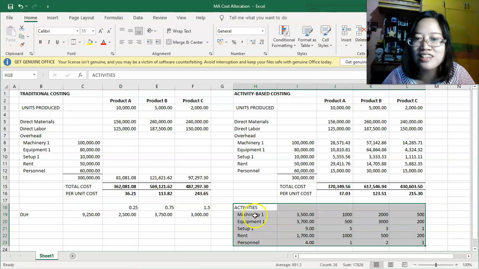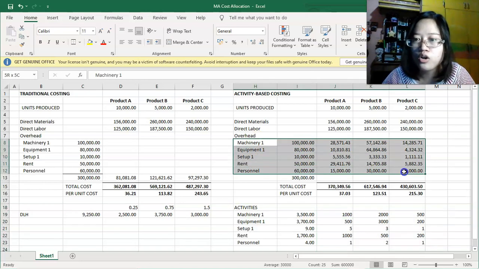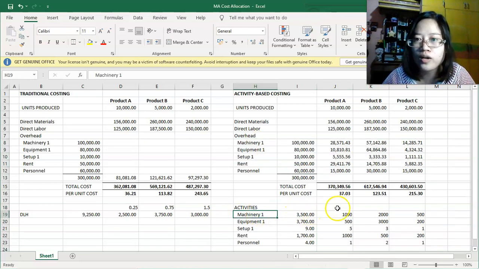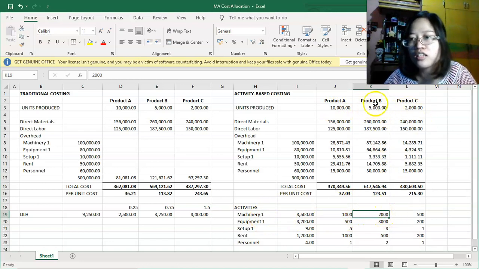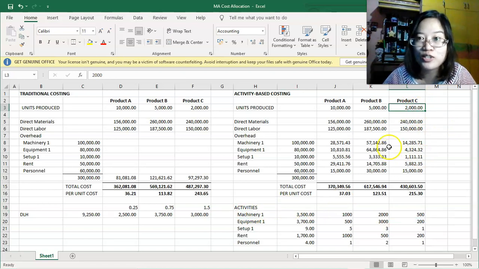It's a bit laborious because you have to identify these activities, these figures. You need to monitor them so that you can have these as basis in allocating the overhead. Okay? So, for example, for machinery 1, product A, let's say, used only 1,000 hours to produce its 10,000 units. Then product B used machinery for 2,000 hours to produce its 5,000 units. Product C used 500 hours of machinery 1 to produce its 2,000 units. Okay? So, that's the example.